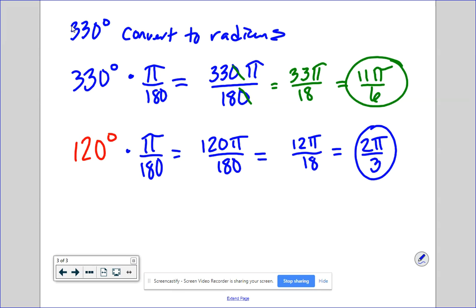Now, what do you notice about the two values that I picked? 120 and 330. They divide evenly. Where are those both from? The unit circle.